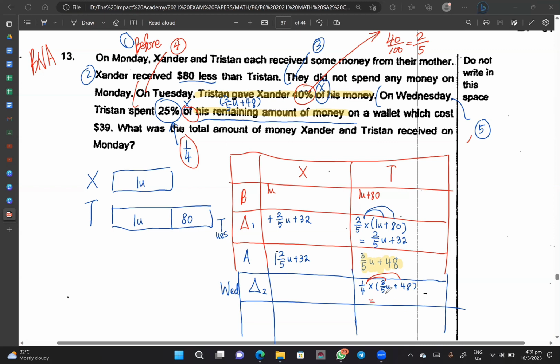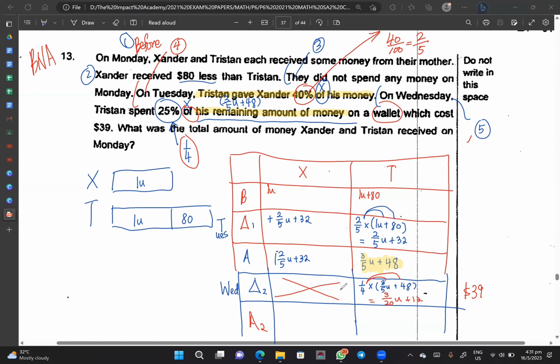And we are going to get to our answer of 3 over 20 units. And when we do 1 over 4 times 48, we are going to get to our answer of 12. So this is the amount of money that is spent on a wallet. And they tell me that this amount is actually how much? $39. So I'm just going to put $39 over there. So what I want to find now is my final amount after. For Xander, it's very simple because there's no second change.